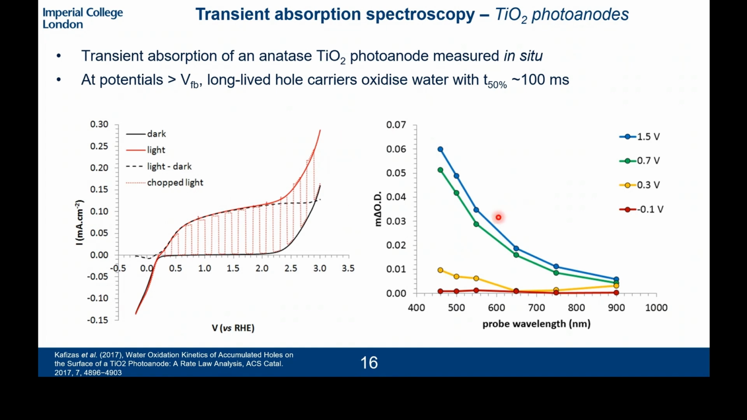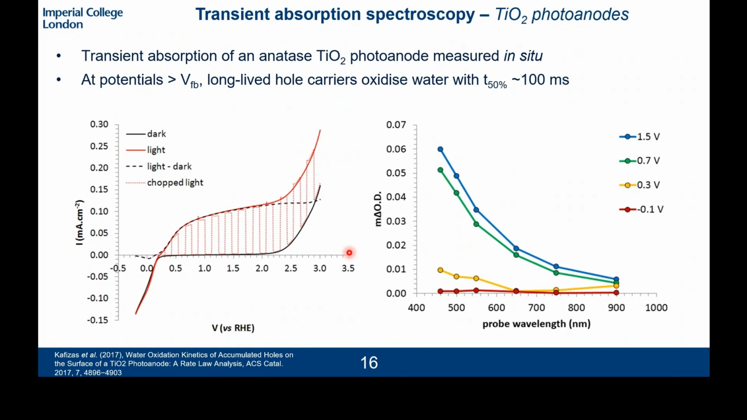What's going on? If we start at really low potentials here, minus 0.1 volts, and look at this dashed line in terms of the light minus dark, it's essentially flat. There's no photocatalytic process happening, and we get pretty much a flat line. This is on the long time scale that I'm looking at, 100 milliseconds after a laser pulse. We're essentially seeing no long-lived charge carriers.